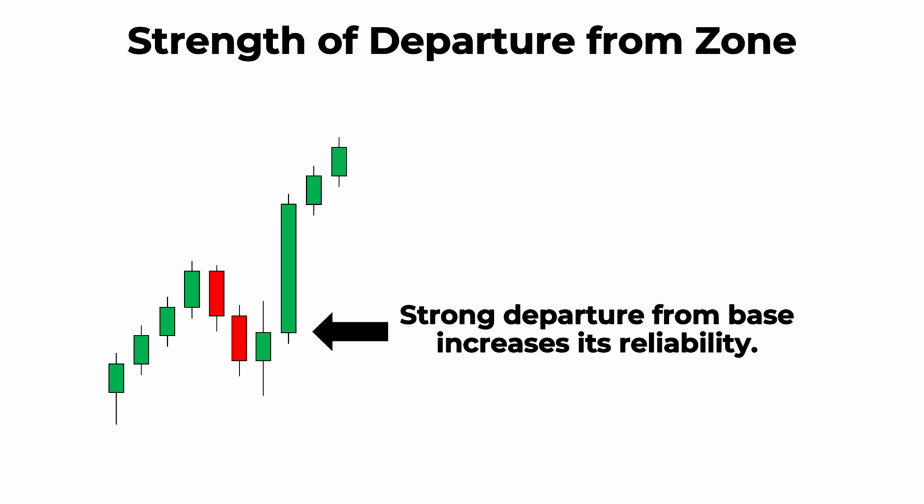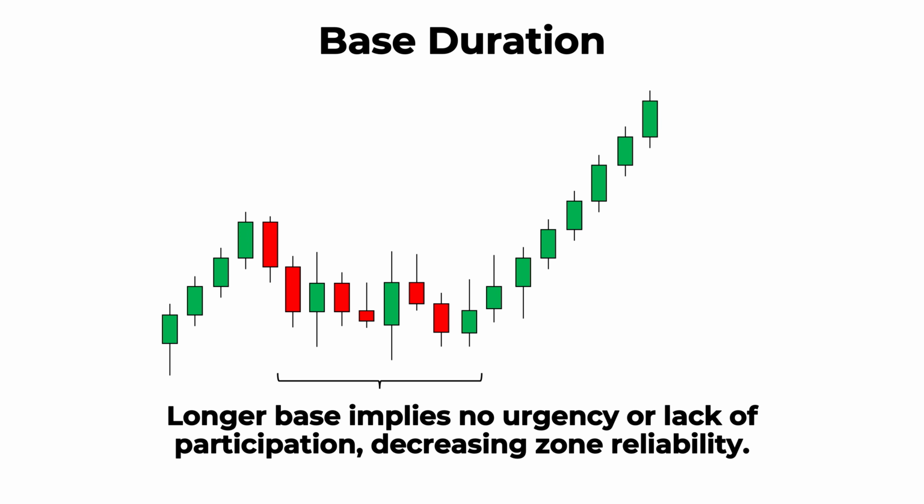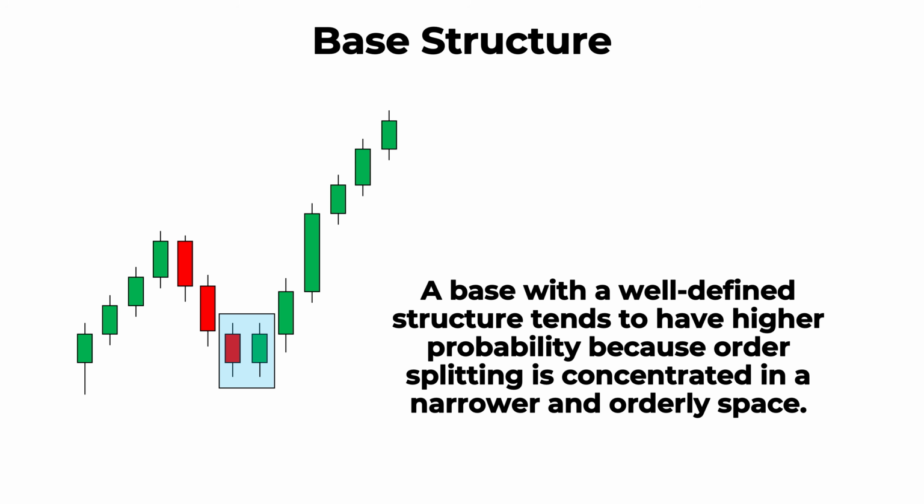Another qualifier is the base duration. If a base takes too long to form, it implies there is no urgency or there is lack of participation from the composite operator. So zones that come out of longer bases tend to have lower probability. A base with well-defined structure tends to have higher probability because order splitting is concentrated in a narrower and orderly space. A well-defined structure means clear boundaries, orderly price action, and a narrow vertical range.